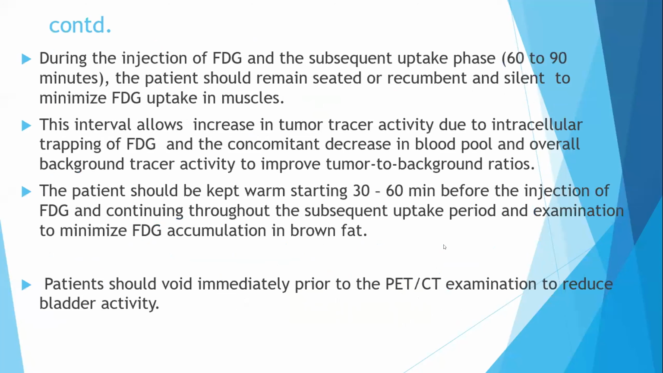During the injection of FDG and the subsequent uptake phase, the patient should remain seated or recumbent for at least 60 to 90 minutes to minimize FDG uptake in the muscle, and it also allows an increase in tumor tracer activity due to intracellular trapping of FDG. The patient should be kept warm starting 30 to 60 minutes before the injection of FDG and continuing throughout the subsequent uptake period to minimize FDG accumulation in brown fat.